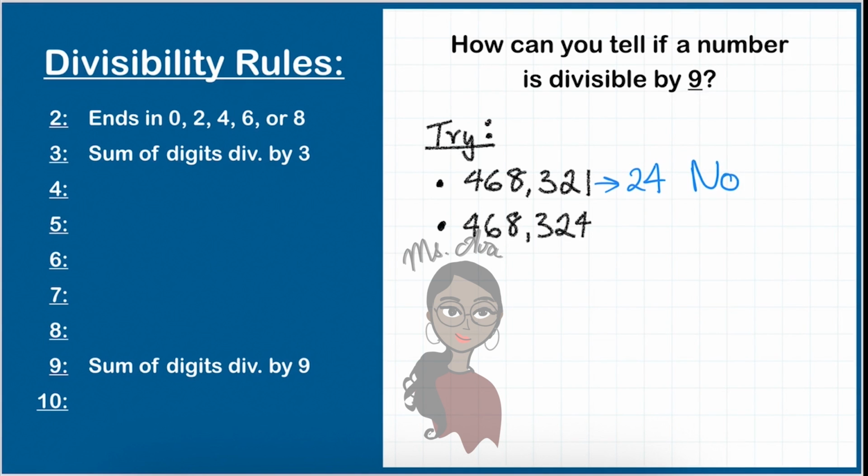And then how about this one? It's the exact same number except the 4 at the end. So it's not a 1. So then that means what is the sum going to be?